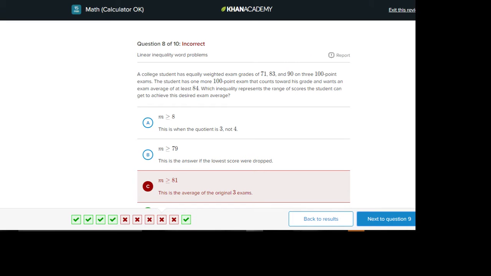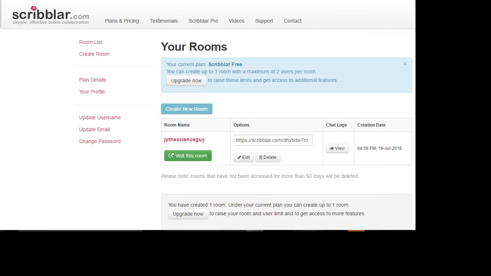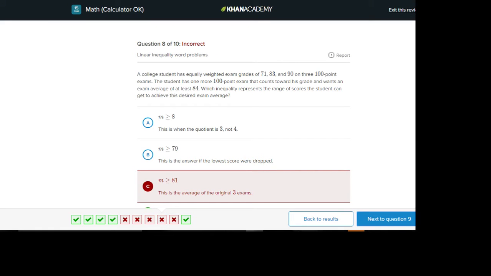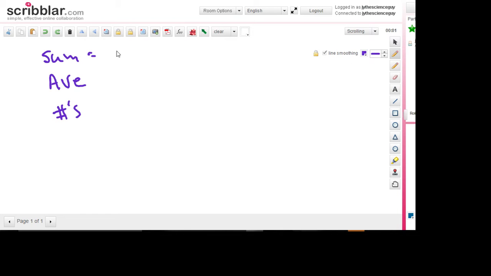Okay, so it says that a college student has equally rated exams. He got a 71, an 83, and a 90 on the first three out of 100 points. And then, if I wanted to write the sum of those three numbers, I've already forgotten the numbers, 71, 83, and 90. So I do 71 plus 83 plus 90, because that's the sum.